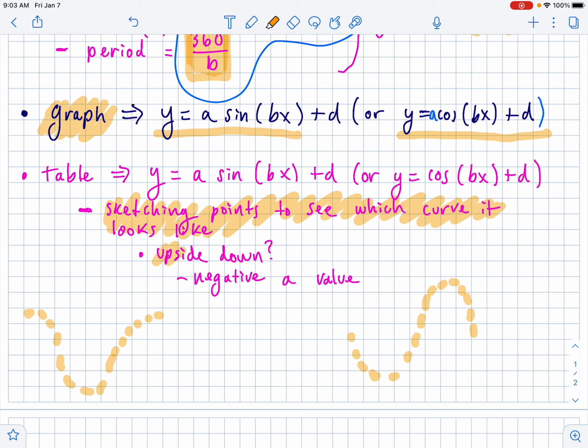And remember, if they are upside down, that means your a value is going to be negative. That doesn't mean it's a negative amplitude, but it could be a negative value out in front.